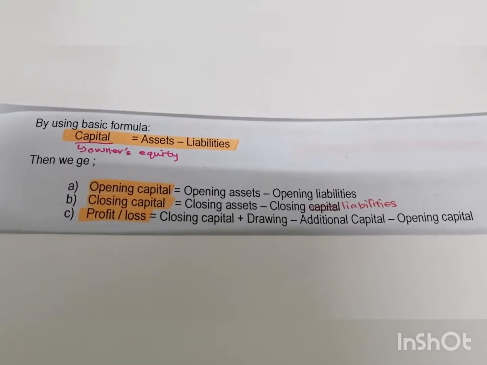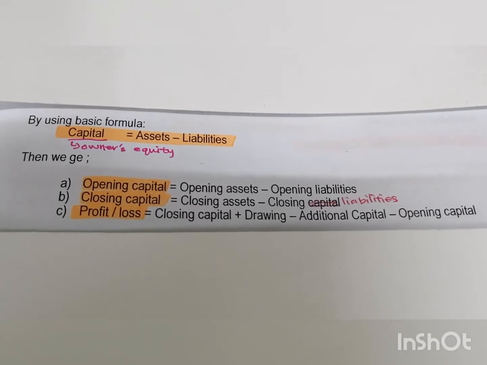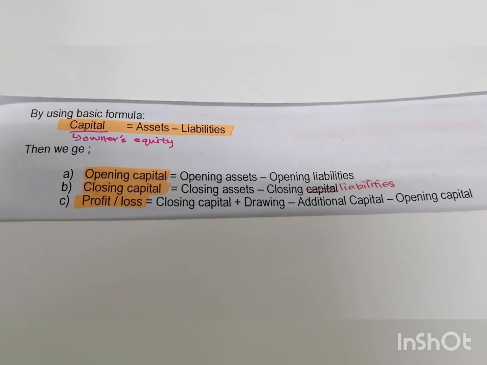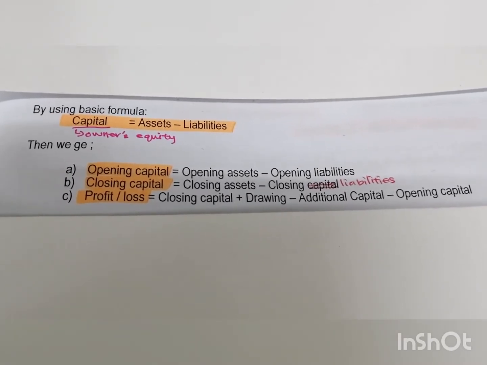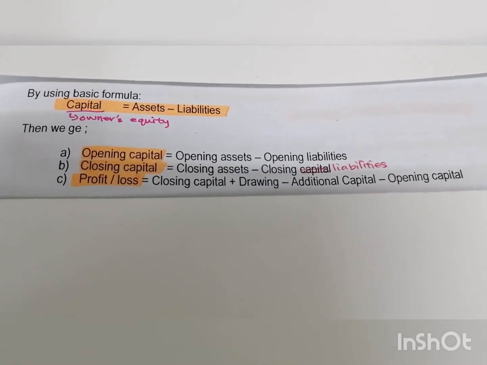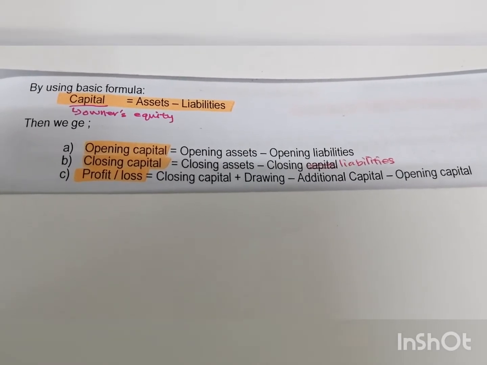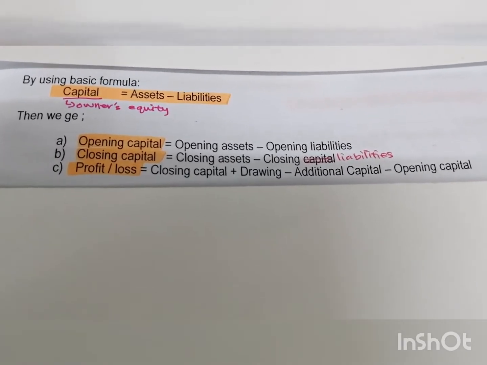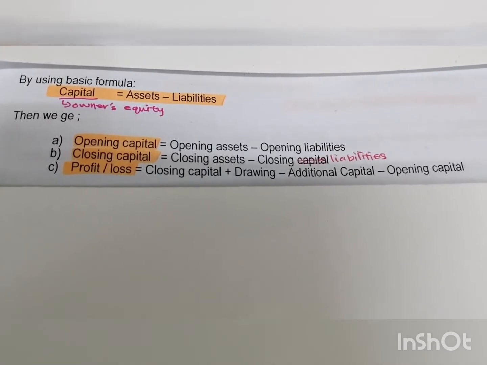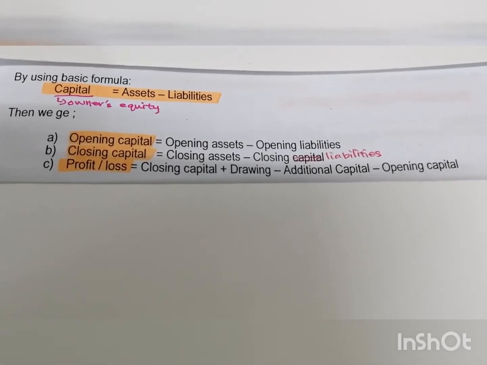So this is the formula for the comparison method. We use the basic formula, capital equals assets minus liabilities. The capital here refers to the owner's equity. Then A, opening capital equals opening assets minus opening liabilities, and B, closing capital equals closing assets minus closing liabilities. C, profit or loss is closing capital plus drawing minus additional capital minus opening capital.